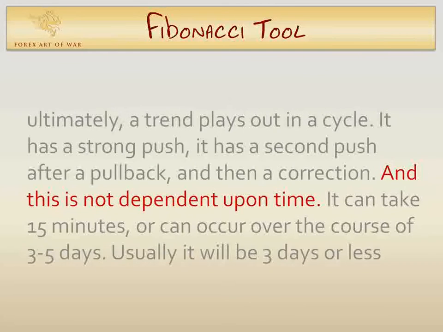Ultimately, a trend plays out in a cycle. It has a strong push, it has a second push after a pullback, and then a correction. And this is not dependent upon time. It can take 15 minutes or can occur over a course of 3 to 5 days. Usually it will be 3 days or less.